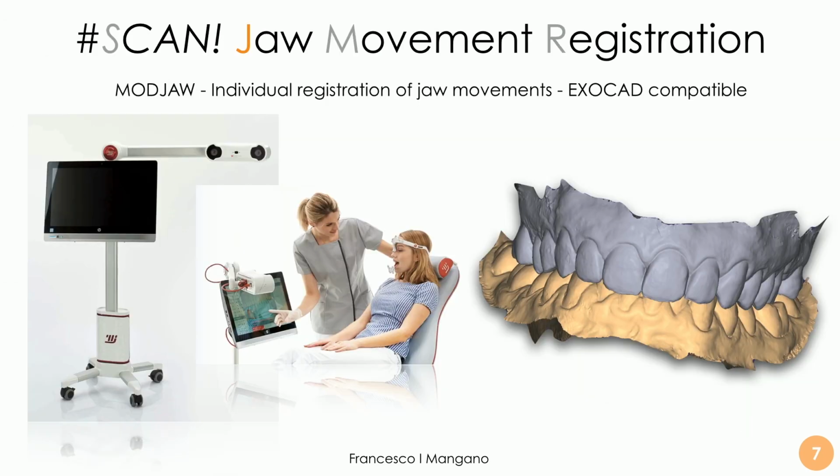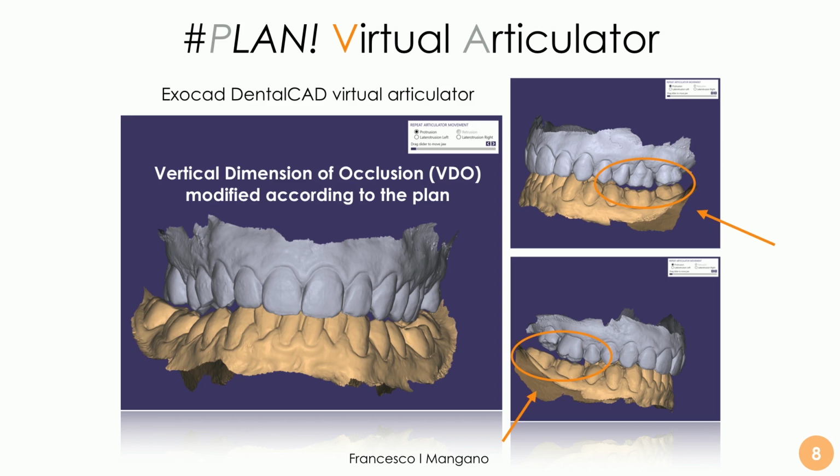And then you can eventually register more information using a machine like Mojo for the individual registration of the jaw movements. And these jaw movements are exocad compatible, so you can export this movement inside the exocad. So the dental technician can plan in a virtual dental articulator, having all the settings of the articulator itself and having all the movements of the mandible according to the real movement of the patient. It's really the 4th dimension in prosthesis, in prosthodontics, in gnathology, in orthodontics. It's really a very cool machine, and I suggest this machine because it's really fantastic.